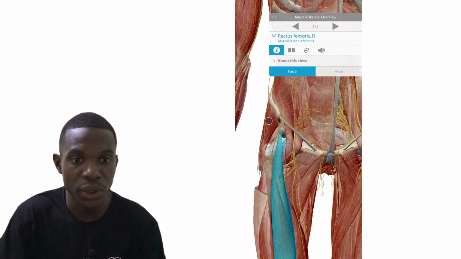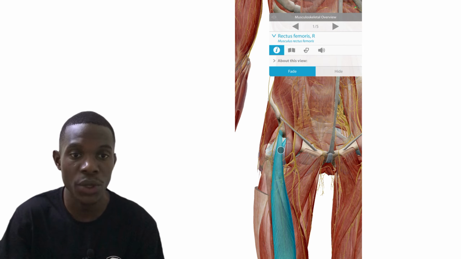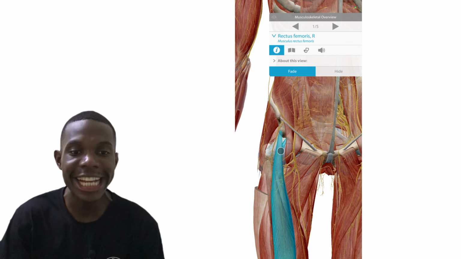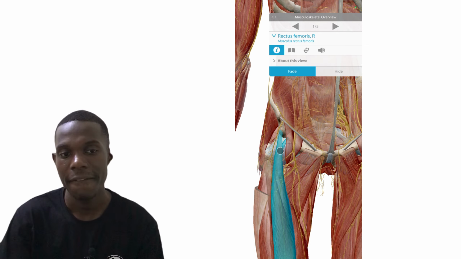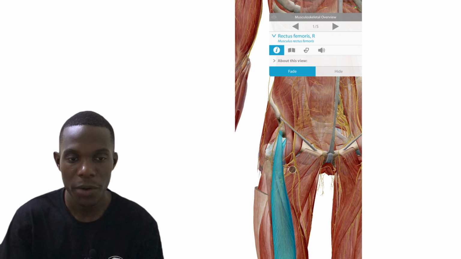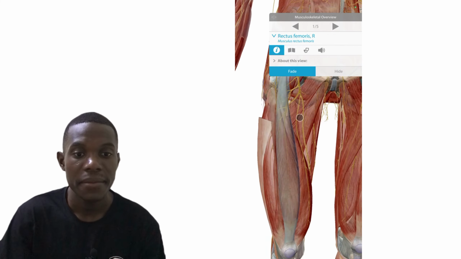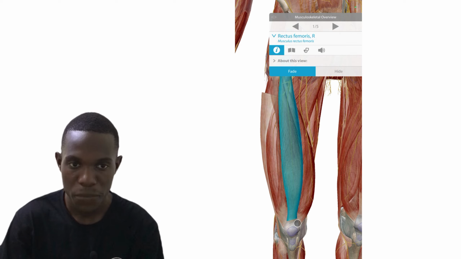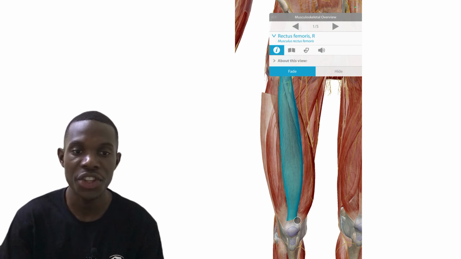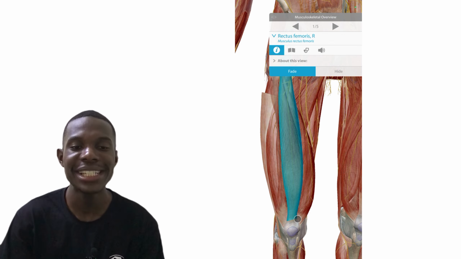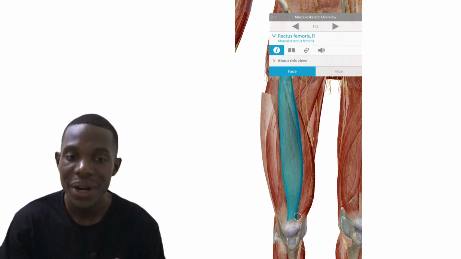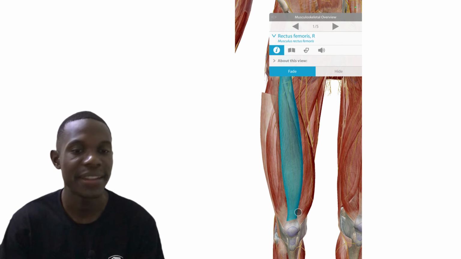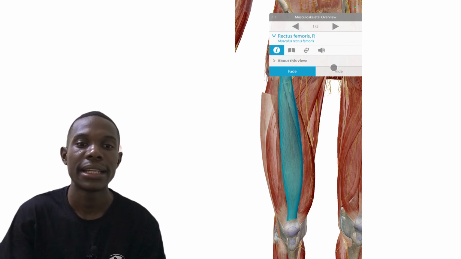So here is your hip joint here. The rectus femoris on the hip joint is going to facilitate flexion of the hip joint, right? And then on the knee, the rectus femoris is going to cause extension of the knee, right? So that is about the rectus femoris. And the rectus femoris is supplied by the femoral nerve. Done.